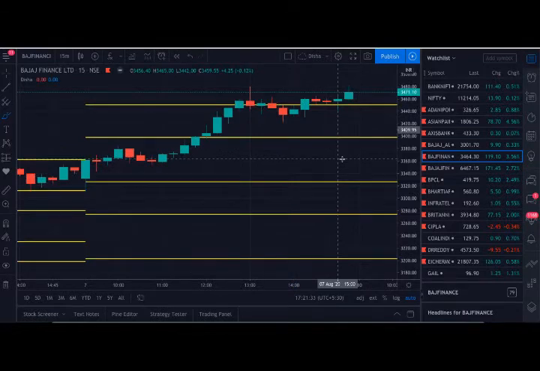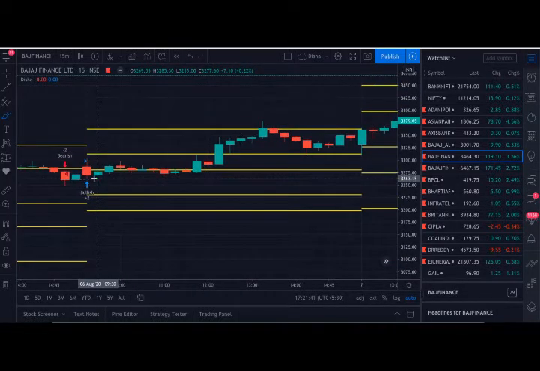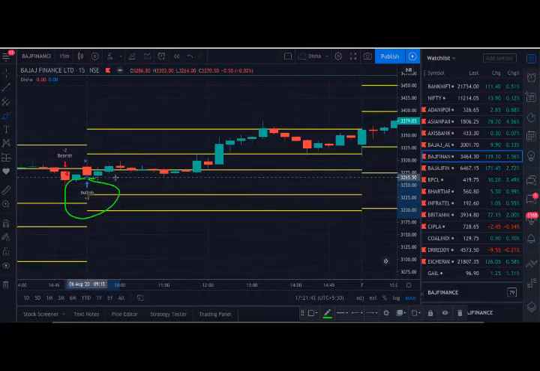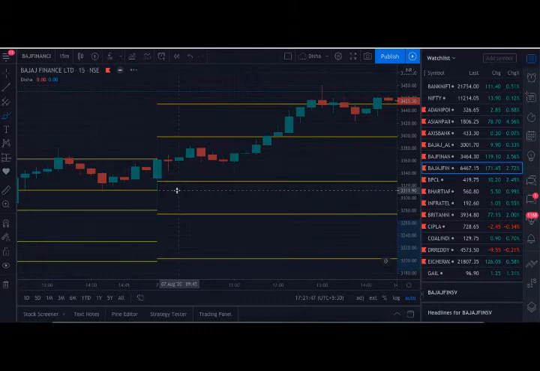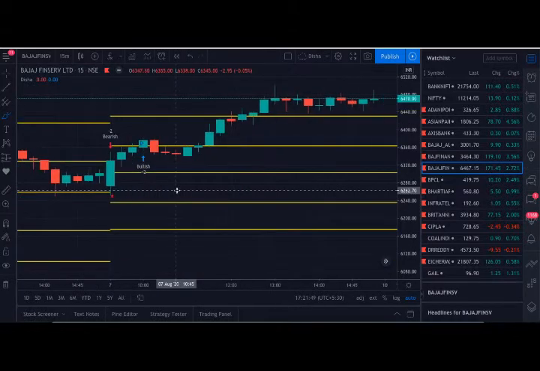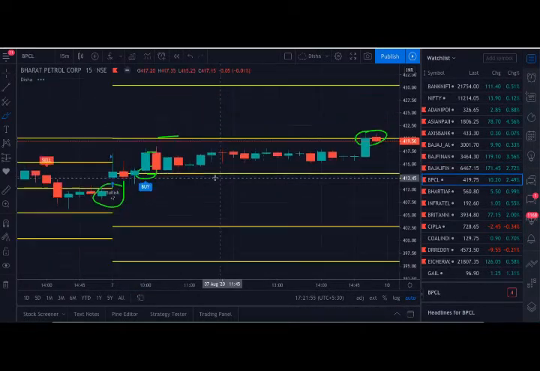Next stock is Bajaj Finance. Bajaj Finance hasn't given any buy or sell signal. Even if you go to the previous day, it has given a trend change to bullish, but no buy or sell. So you can avoid that. Bajaj Finserv, same, bullish but no buy or sell. BPCL.